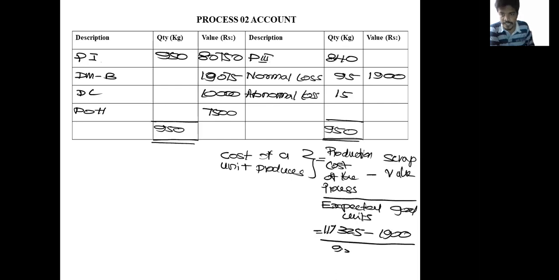Our inputs 950 minus 935. Then the value of the output we cannot... 814 to 135. Abnormal loss 15 into 135, which is 2,025.